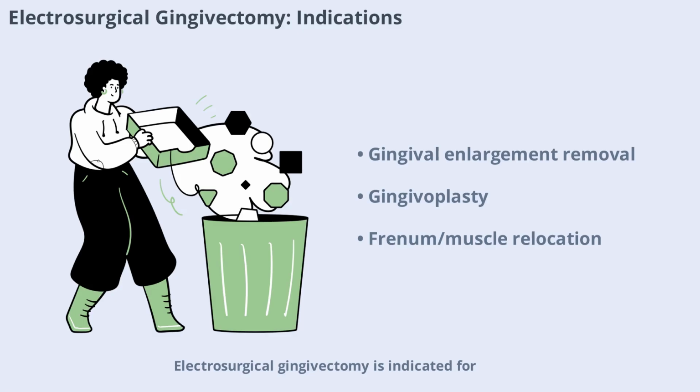Electrosurgical gingivectomy is indicated for the removal of gingival enlargements, performing gingivoplasty, relocating frenum and muscle attachments, and incising periodontal or pericoronal abscesses. Its ability to control bleeding and precisely shape tissue makes it suitable for these specific clinical situations.